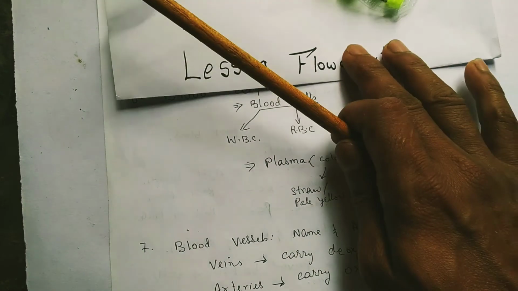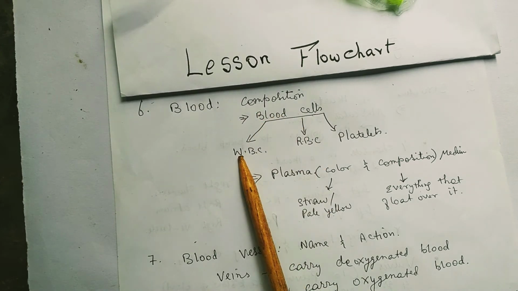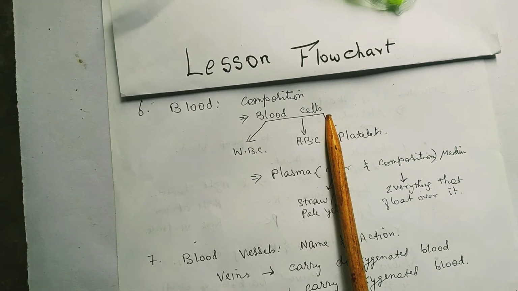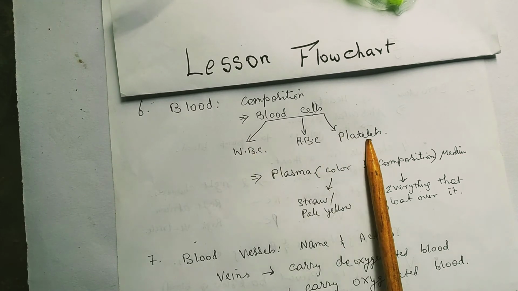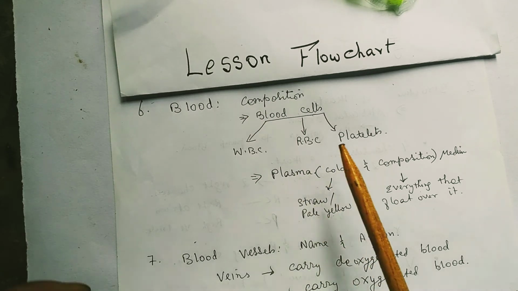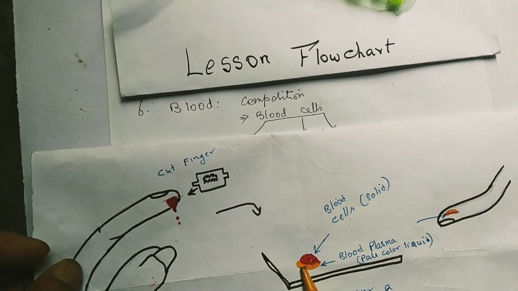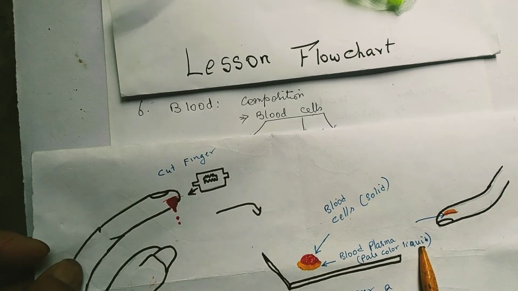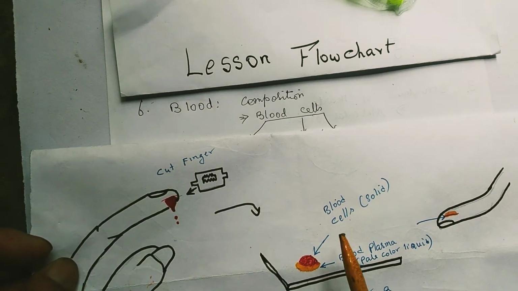So the blood composition: the blood consists of 2 parts, the blood cells and the plasma. There are 3 types of blood cells: the WBC or white blood cells, the red blood cells, and the platelets. And the plasma is the liquid, which has a pale color, not yellow and not brown, but pale.